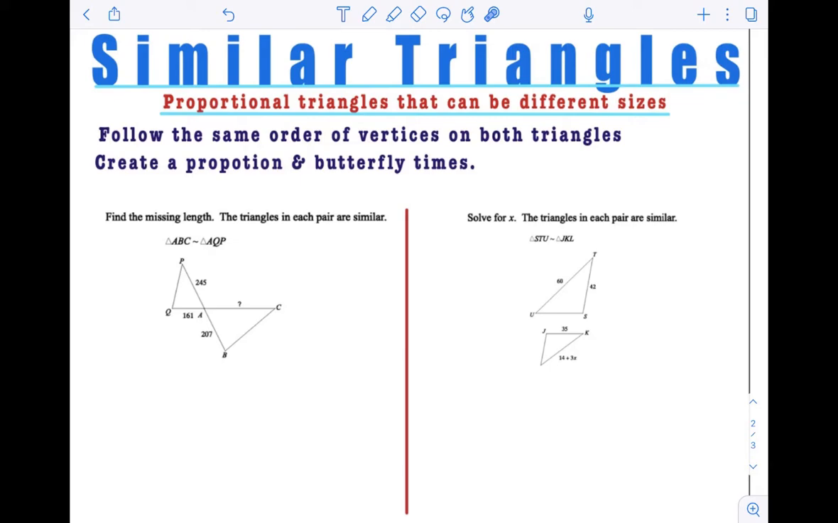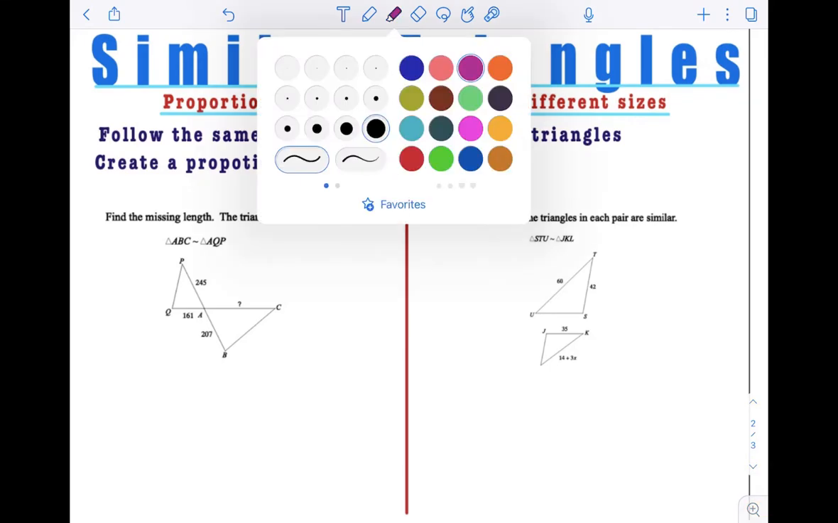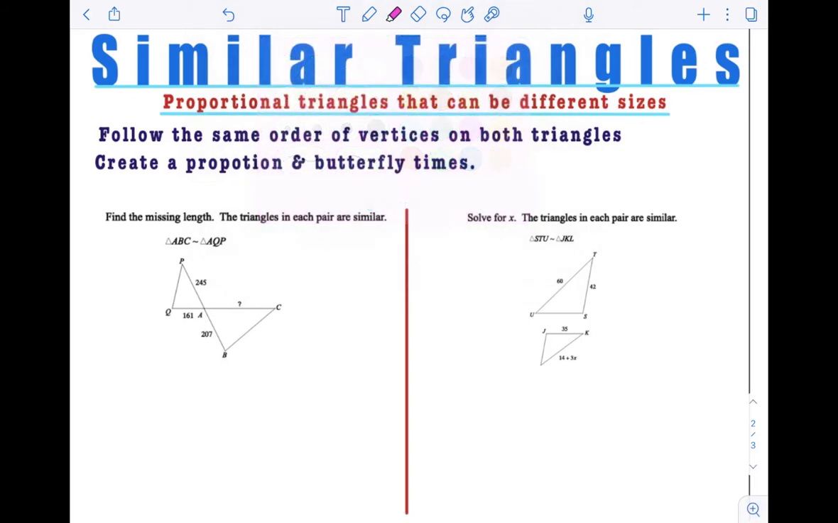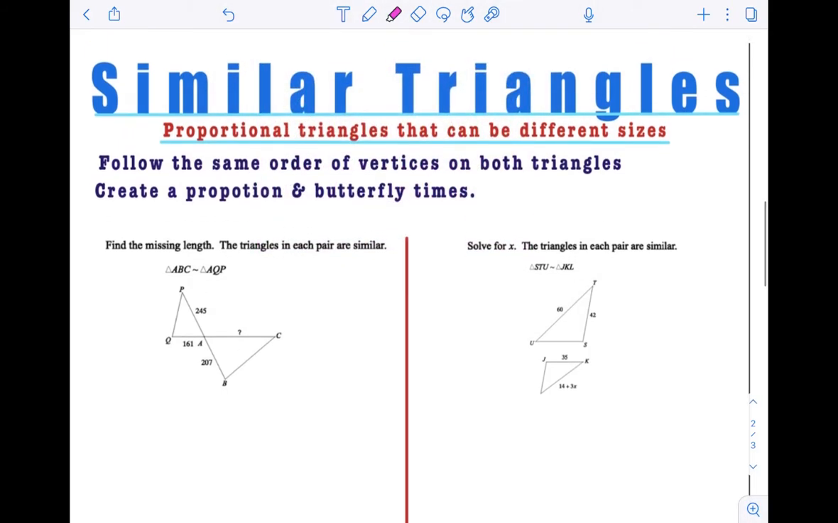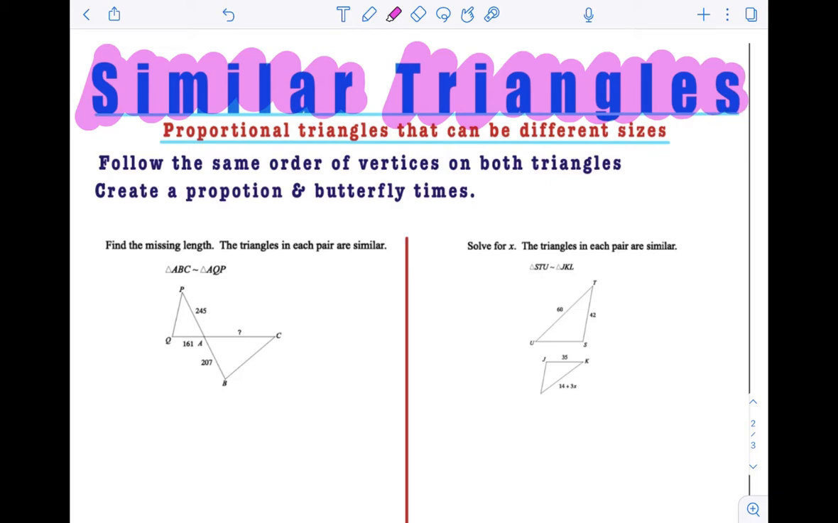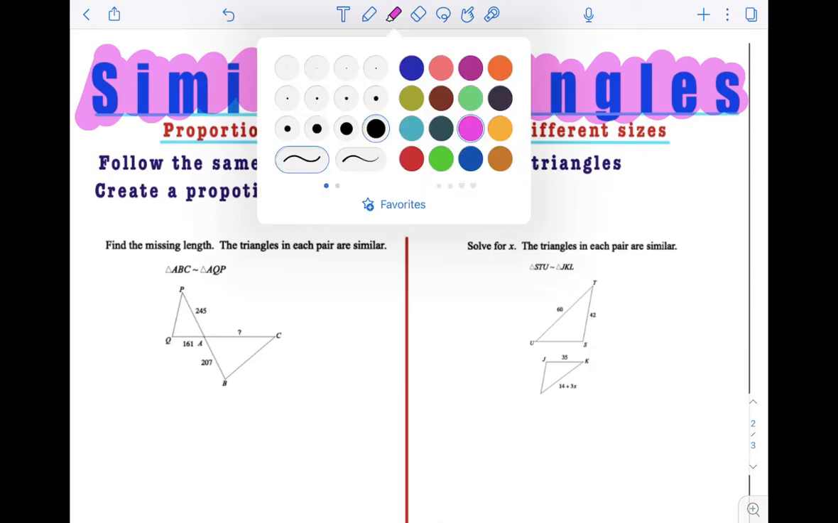And here we go. First thing that we always do is identify the name of these notes. And these notes are called similar triangles. Before we did similar polygons, now we're going to do similar triangles specifically. A triangle is a polygon as well, but we're going to deal with specific triangles here, okay?